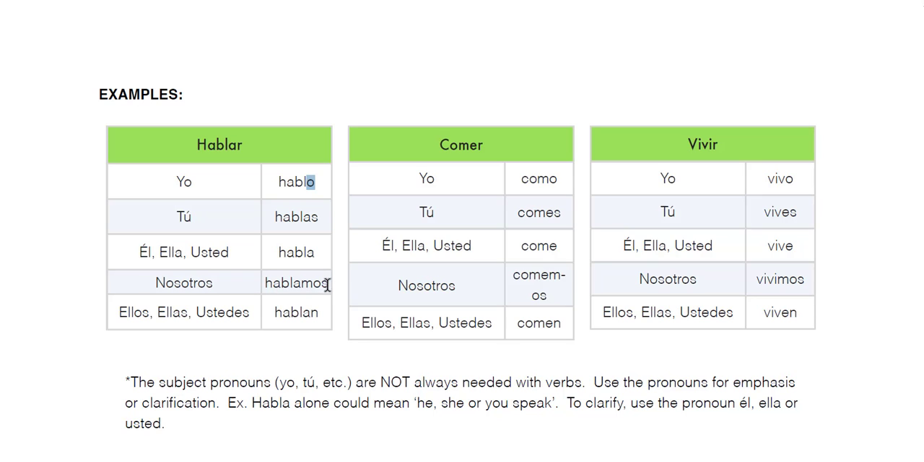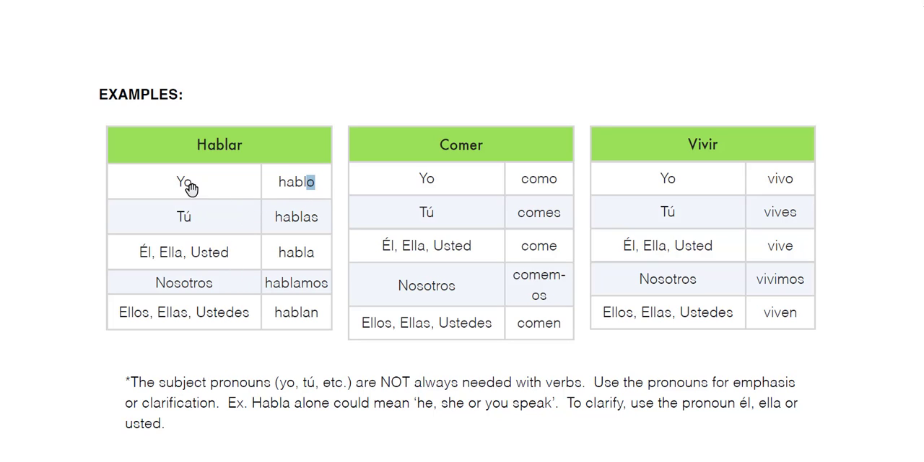If I say hablamos, I don't have to use nosotros. It will be understood 100% who is being referred to because of that ending. That ending is unique to nosotros only. So I don't need it. However, for clarification or emphasis, I could choose to say nosotros. So we speak a lot, maybe in comparison to someone else. For example, when comparing people, it's common to use the pronoun for emphasis or clarification. Okay? So keep that in mind.